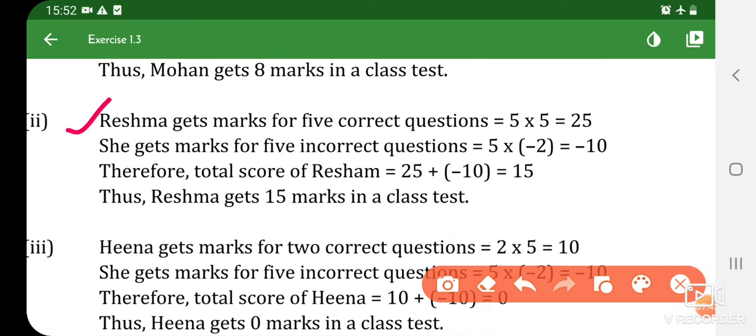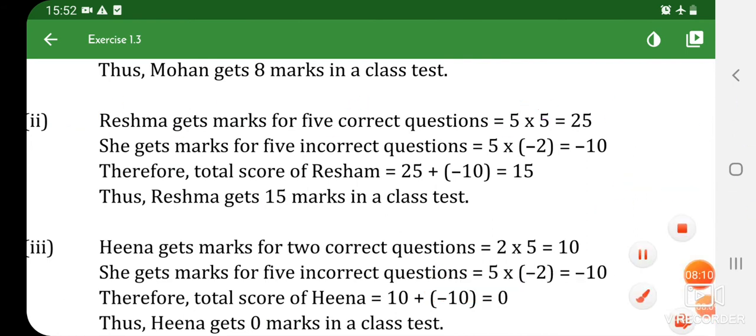The solution is: Reshma gets marks for 5 correct answers. That means 5 into 5, 25 marks total. She gets marks for incorrect answers. So minus 2 into 5. Therefore, the total score of Reshma is 25 minus 10, which is 15. So Reshma gets 15 marks in the class test, because 5 marks for each correct answer and minus 2 marks for each incorrect answer. That's why.